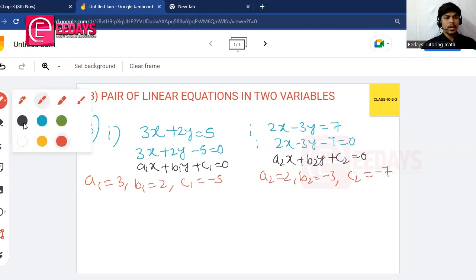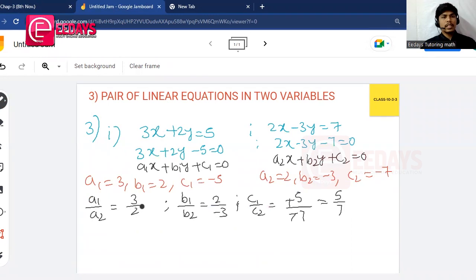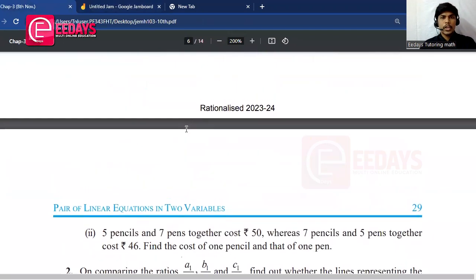Now we write the ratios. a1 by a2 is 3 by 2, we can't simplify further. b1 by b2 is 2 by minus 3, and c1 by c2 is minus 5 by minus 7. If we cancel, we'll get 5 by 7. Observe carefully, there is no correlation. a1 by a2, b1 by b2, c1 by c2 are all different. We can write a1 by a2 not equal to b1 by b2. If a1 by a2 is not equal to b1 by b2, then what we have learned is that the pair of linear equations has a unique solution.